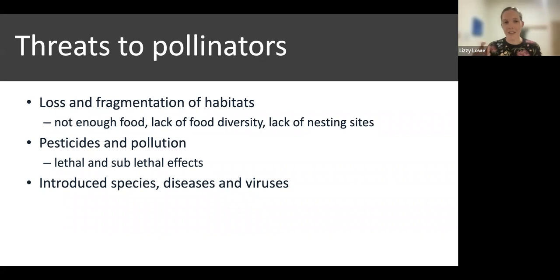So I think that this area of sublethal effects is something that really needs quite a bit more attention and quite a bit more research about the ways that these pollinators could be affected beyond just it instantly killing them. But of course, as we saw with varroa, things like introduced viruses and diseases is a big deal, and introduced species can compete with our native honeybees for resources.